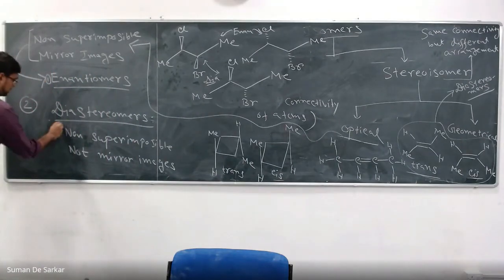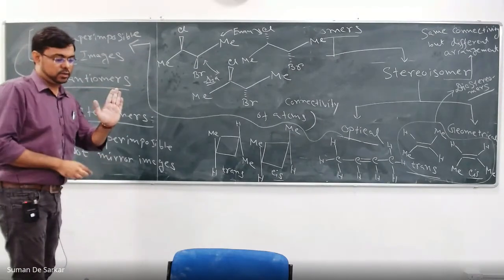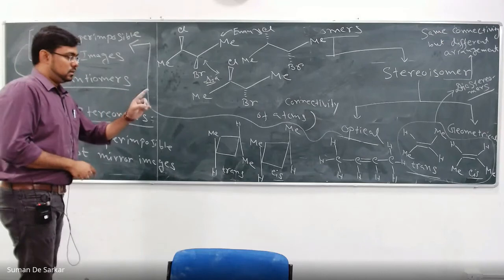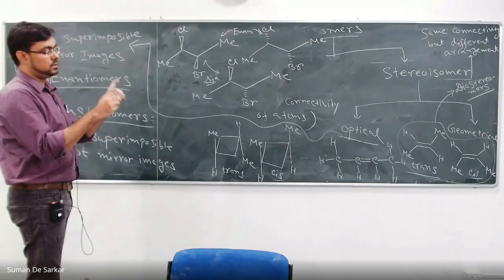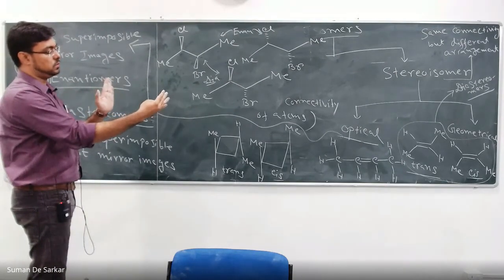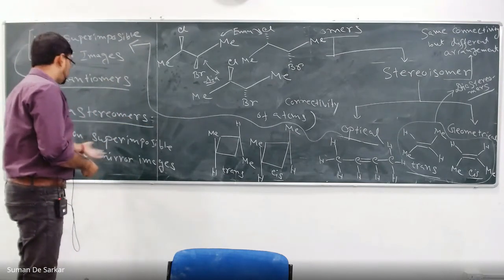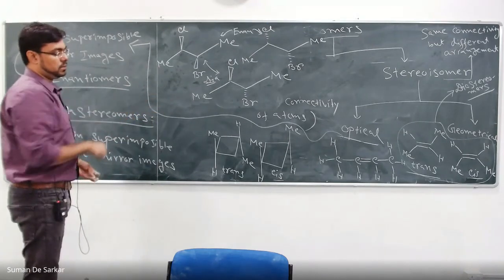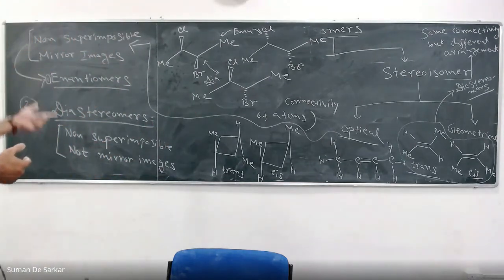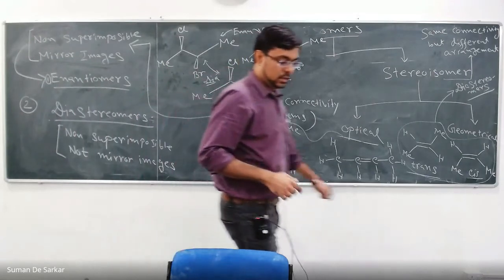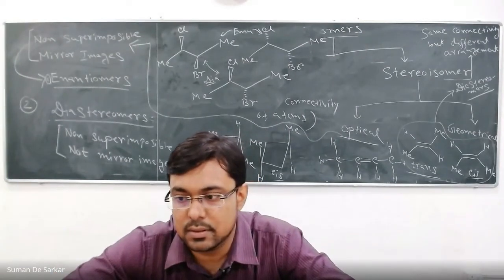If you draw on a piece of paper trans 2-butene and hold it in front of a mirror, you will see you will never get cis 2-butene. Trans 2-butene will show only trans 2-butene, not cis 2-butene. That means cis and trans are not mirror images, and of course they are not superimposable. If you take trans butene, it cannot merge with cis butene. That's why this is also fulfilling the criteria of diastereomers, non-superimposable as well as non-mirror images. That's why these are also called diastereomers, but those are geometrical diastereomers, not optical diastereomers.